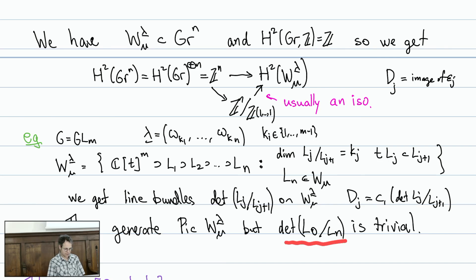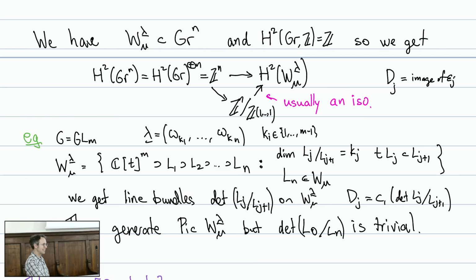And so this determinant of this quotient being trivial is a manifestation of the fact that it factors through this. So rather than these d_j's freely generating the Picard group, there's a relation that the sum of the d's is 0. So it becomes d1 plus ... plus dn equals 0. Okay, so this is a description of the H2, or Picard group, of the resolved affine Grassmannian slice.